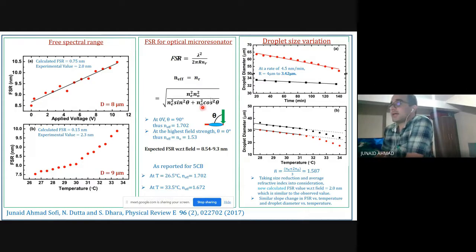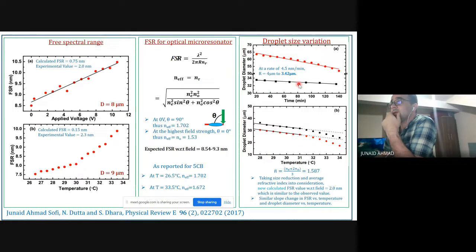This made us realize that the refractive index is not the only factor contributing to this observation. Next, we tried to measure the radius of the droplets as a function of time as well as temperature. We found that the size of the droplets decreases both with respect to time as well as with respect to temperature.